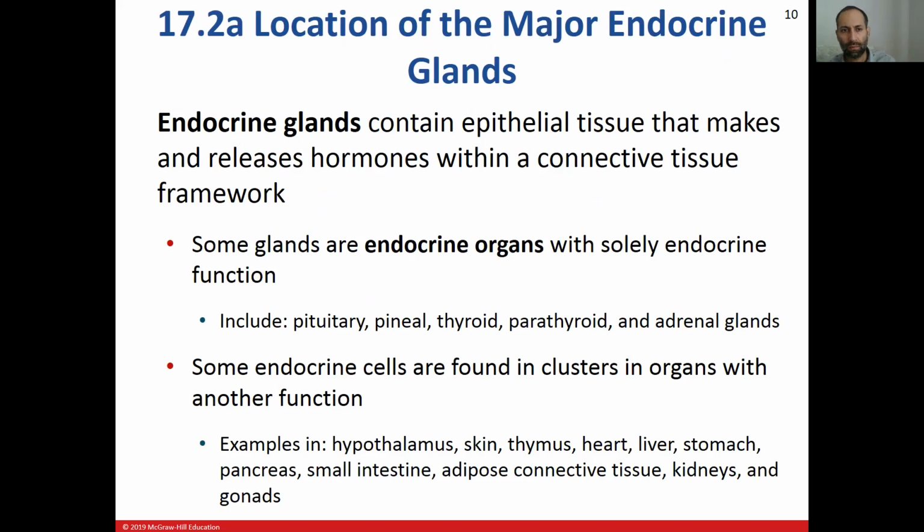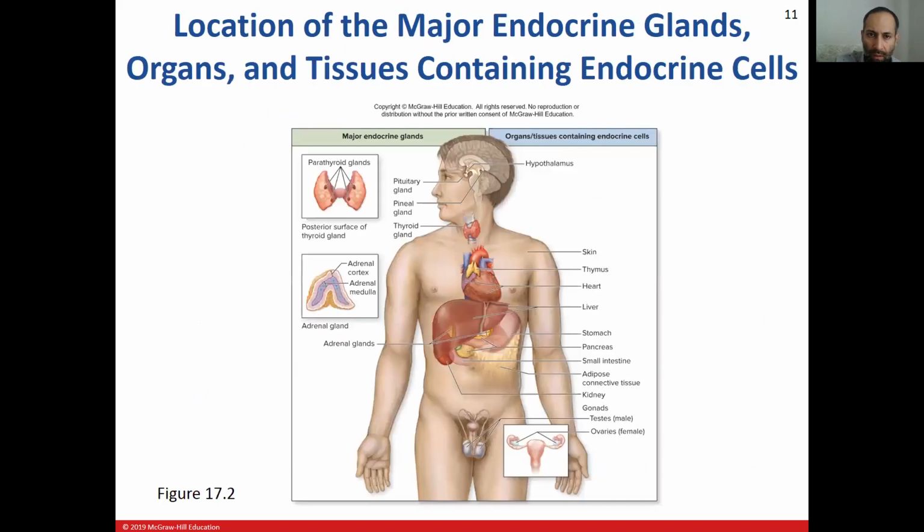All right, so here we are looking at the endocrine glands and some examples, okay? All right, so interestingly, if you look at this figure here, figure 17.2, look at the left-hand side, and it says major endocrine glands, right, in light green. Right-hand side says organs slash tissues containing endocrine cells. So what you're looking at on the left-hand side are also called your primary endocrine glands. And the ones on the right-hand side are called secondary endocrine glands.